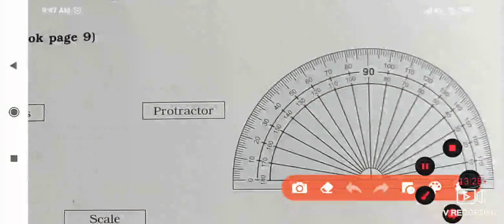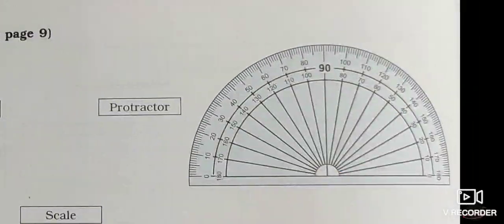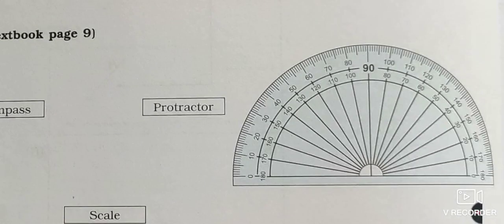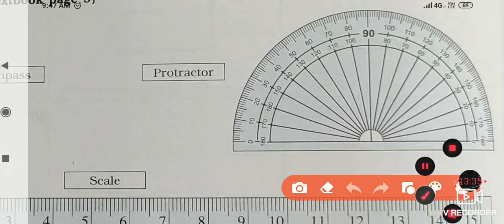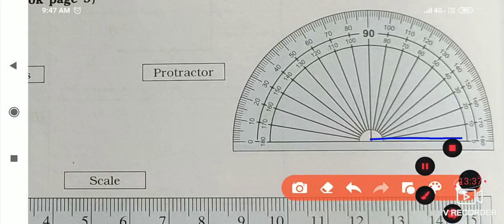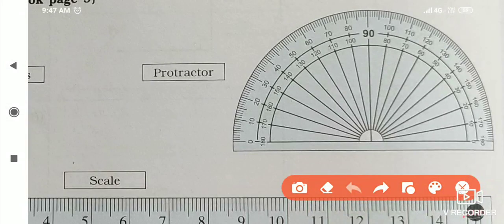Suppose this is a protractor, and suppose I have drawn the line at this place. From this line, this is my zero line. Suppose 55 is there. First of all, we have to join our line with this point, and then we have to draw the ray.